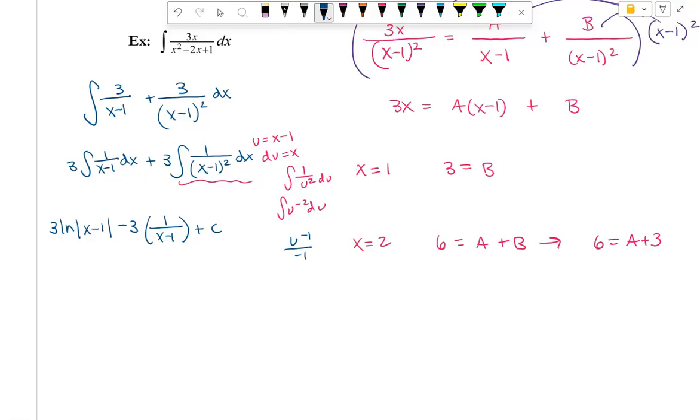All right, so again, my final answer could look like that. Or I could rewrite this as 3 natural log absolute value of x minus 1 minus 3 over x minus 1 plus c.